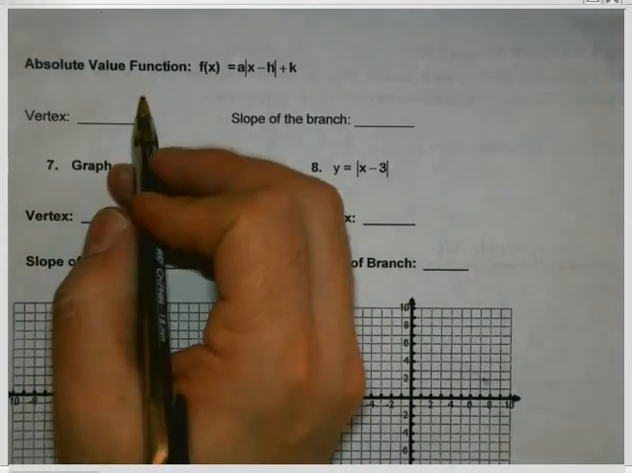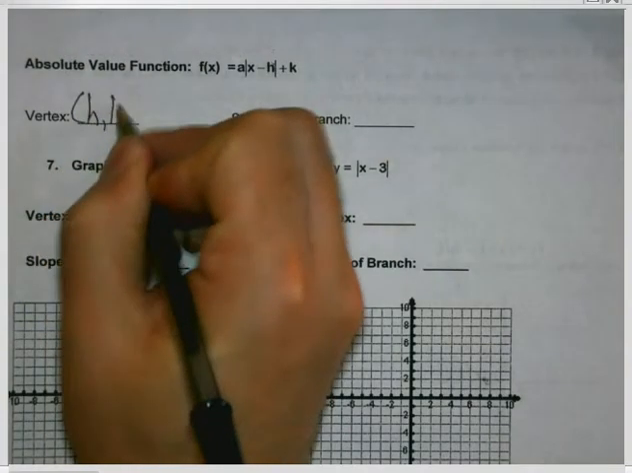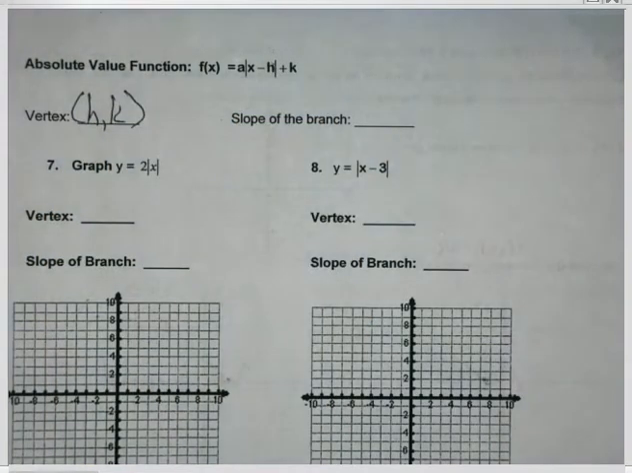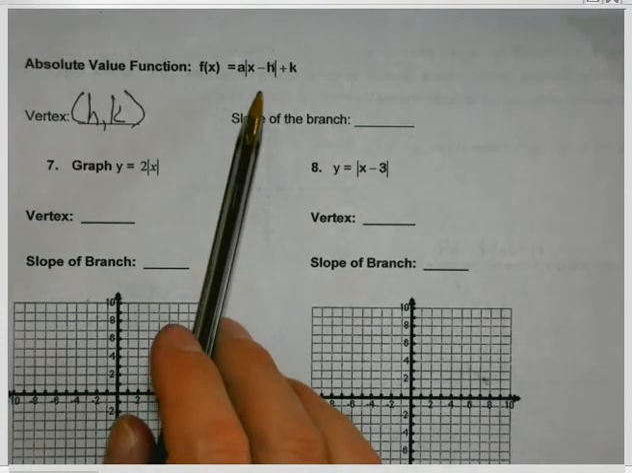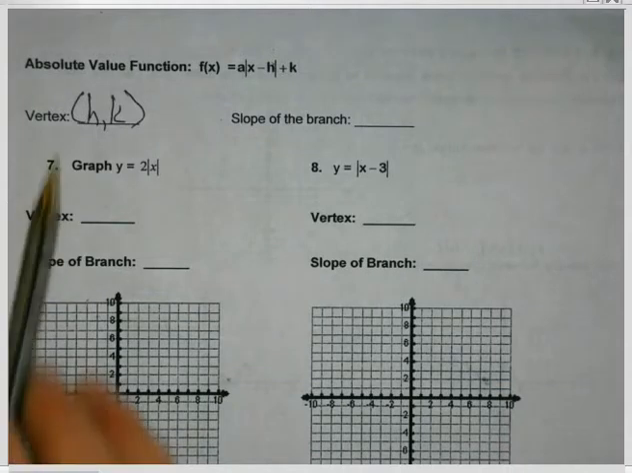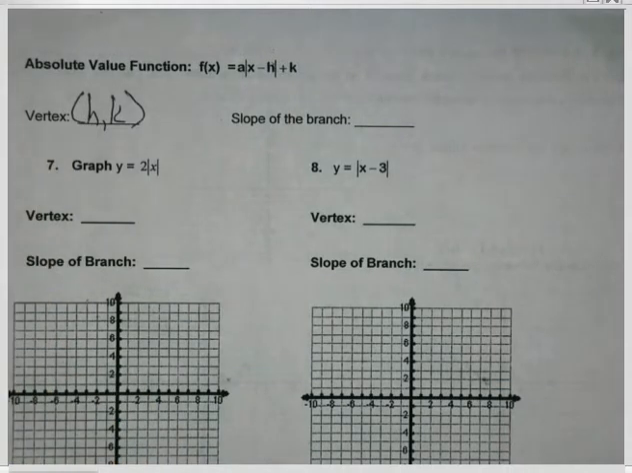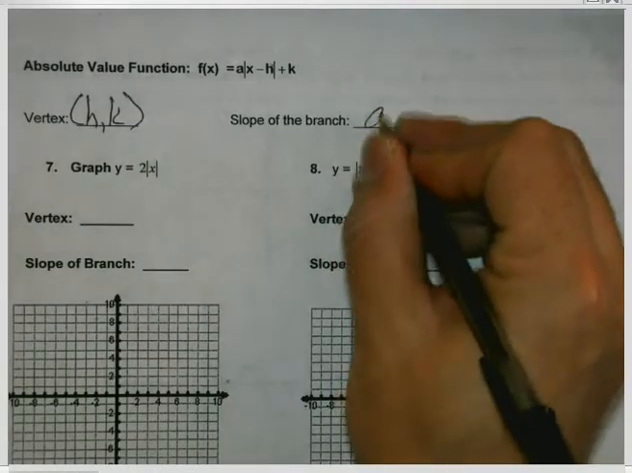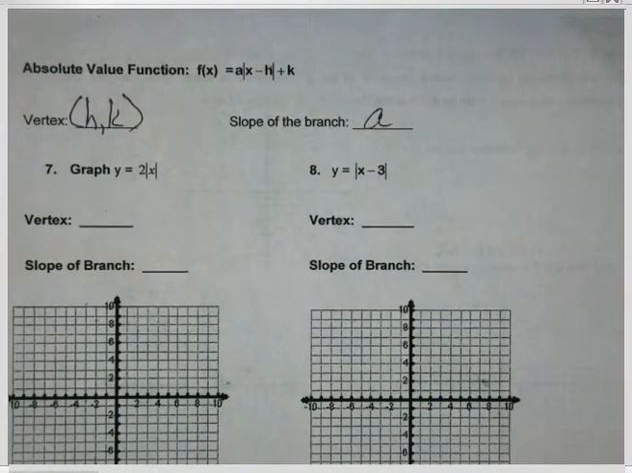When we're doing absolute value, my vertex, my changing point, my starting point of my graph is what's called HK. Now you'll notice again, H is always going to be the opposite of what you see there. So if it's x minus 3, my vertex x value is going to be at positive 3. And then my slope, thank you. So then my slope is going to end up being whatever my A value is. If it's negative, we'll open down. If it's positive, we're going to open up.